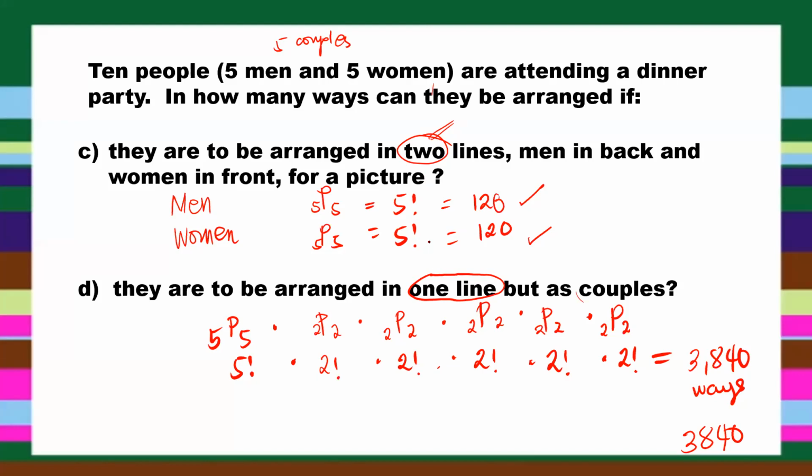Kapag tinanong kayo, so all in all, ilan kaya yung arrangement nila? Kung ang men na i-arrange natin sa likod at yung women i-arrange natin sa harap, sa kanya lang siya i-add. Okay, so it's 120 plus 120, 240. Kung tinanong kayo all in all.